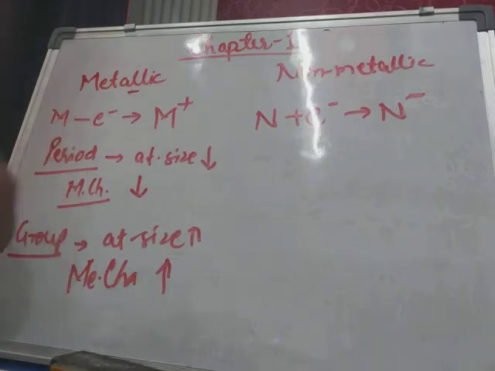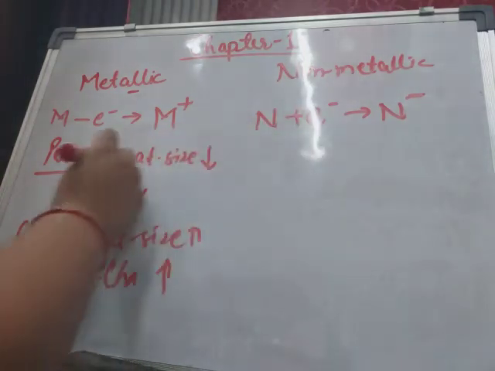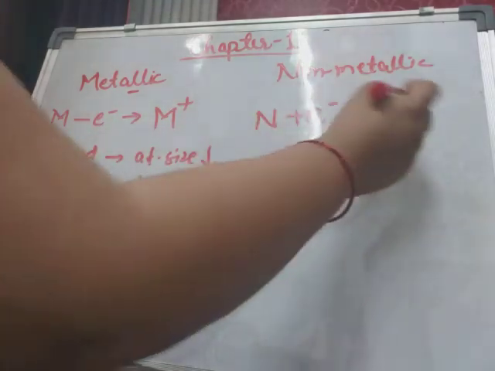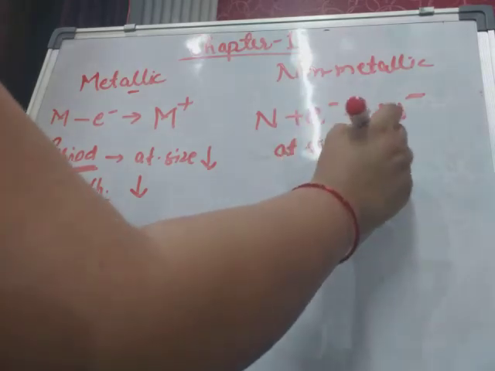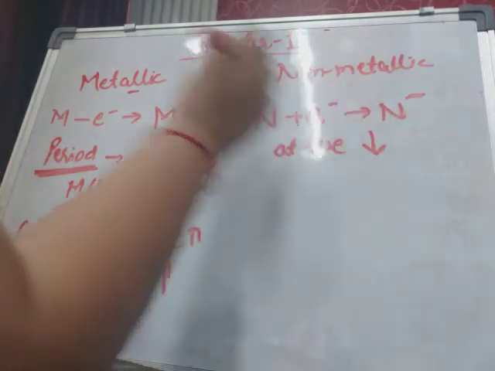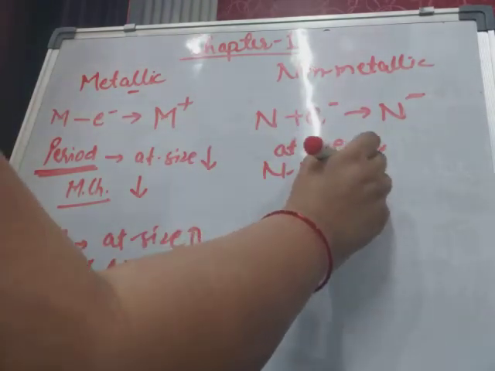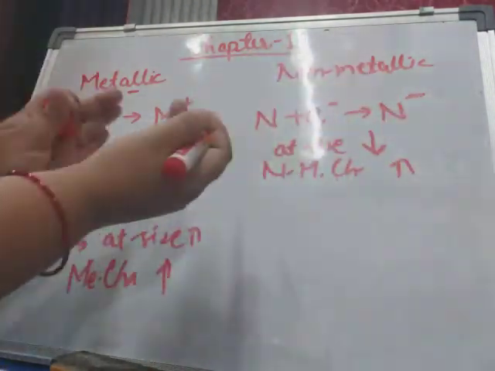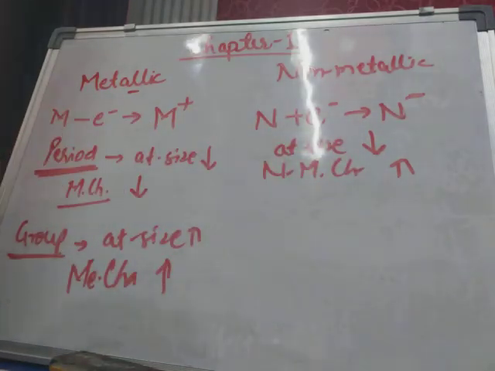See, now non-metallic character. If you are talking about a period, in a period atomic size decreases, and atomic size decreasing means an atom can easily gain an electron, and it means that non-metallic character increases. Yes, because atomic size is decreasing and due to that decrease the atom can easily gain electrons.